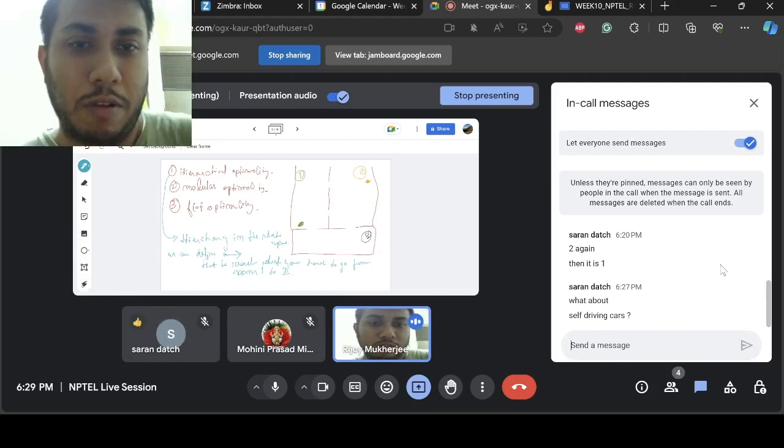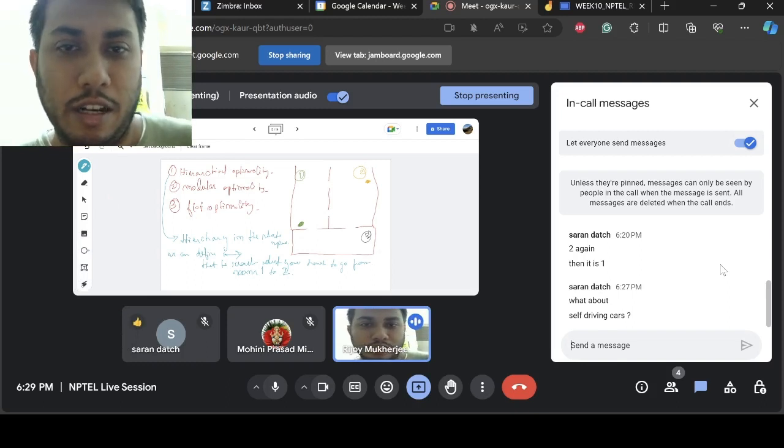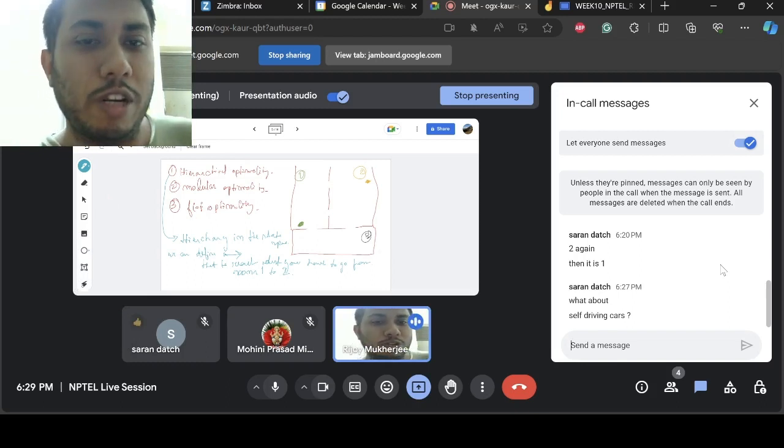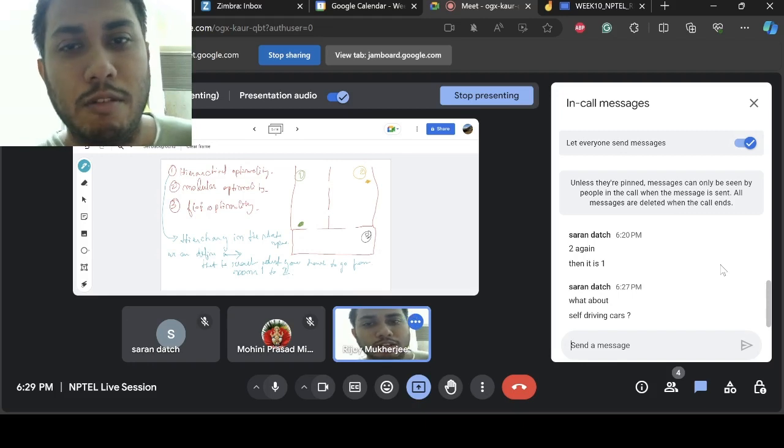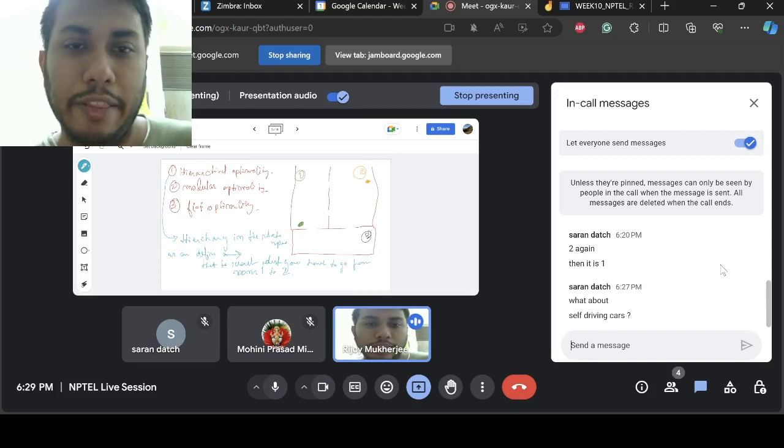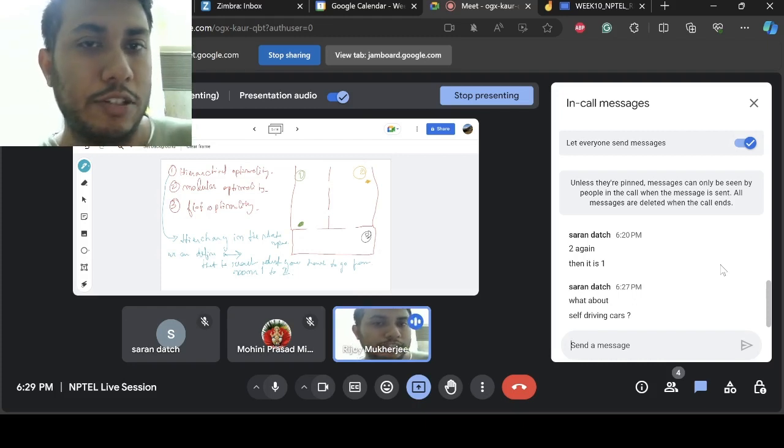So what I was saying is, suppose we define a hierarchy that we have to go from room 1 to 2. We define that we have to go from room 1 to 2, and then we go to the destination, right?